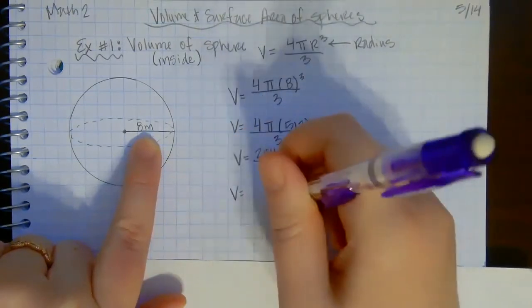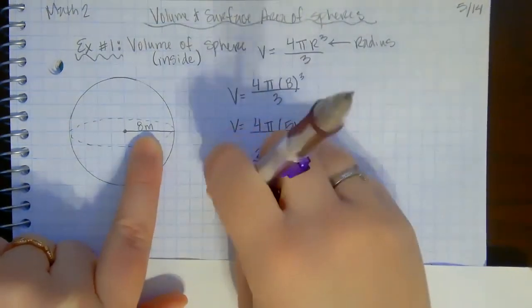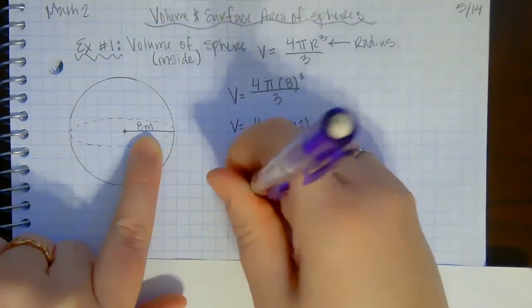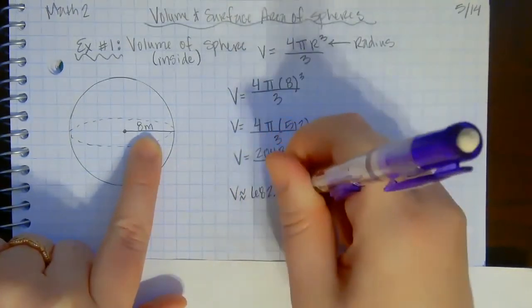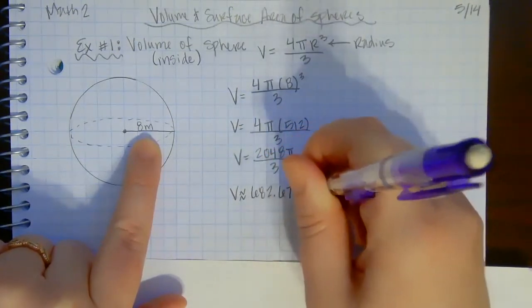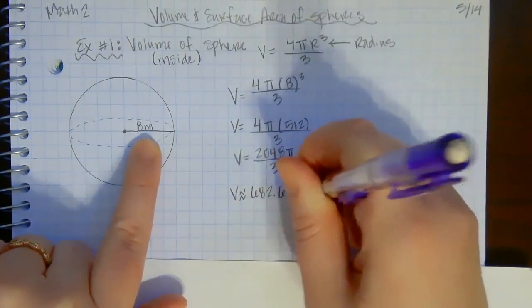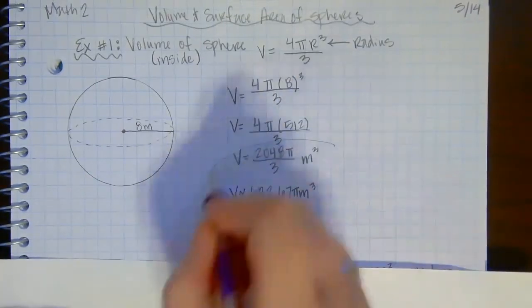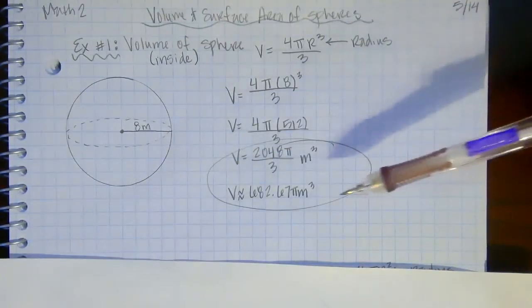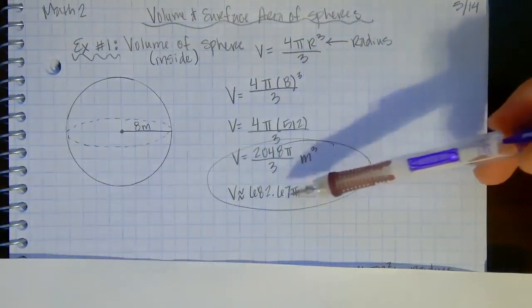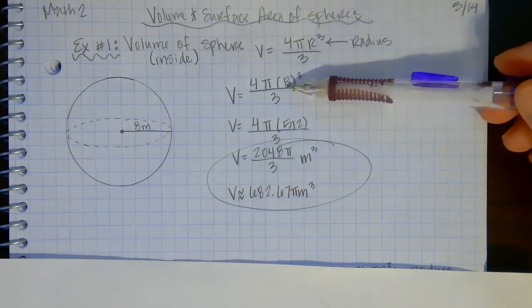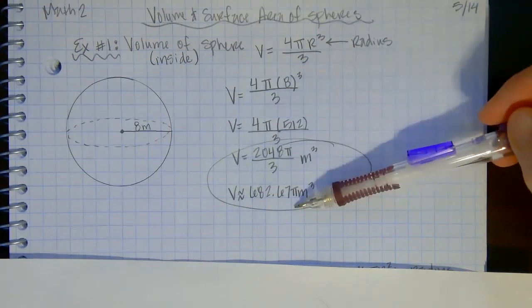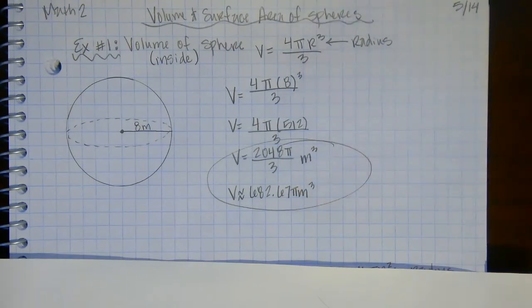And I'd get volume is approximately 682.67 pi meters cubed. So those are both the same thing. It's up to you. Personally, I'm not a fan of dividing it out if it doesn't divide evenly, but if it does divide evenly, that's nice. So that's our volume. We basically just substitute in the radius and then simplify. Okay, that's the inside of a sphere.